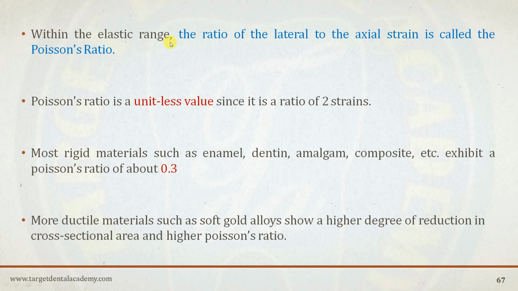Within the elastic range, the ratio of the lateral to the axial strain is called Poisson's ratio. The Poisson's ratio is a unitless value since it is a ratio of two strains. The most rigid materials such as enamel, dentine, amalgam, and composite exhibit a Poisson's ratio of about 0.3. More ductile materials such as soft gold alloys show a higher degree of reduction in the cross-sectional area and exhibit a higher Poisson's ratio.